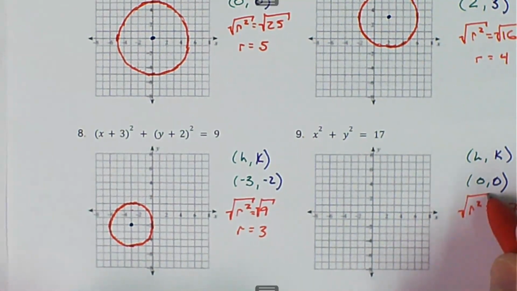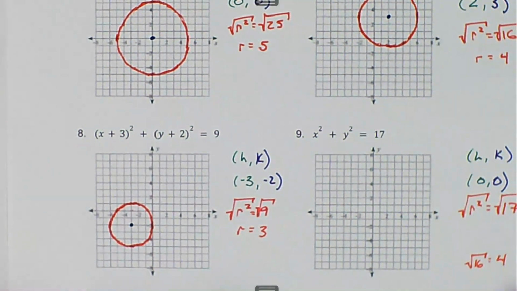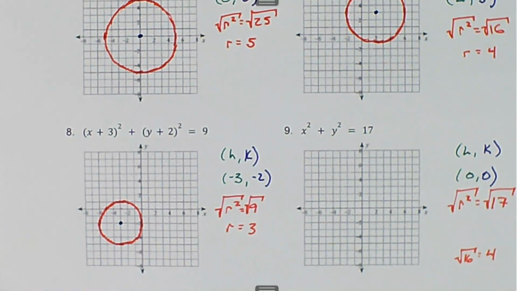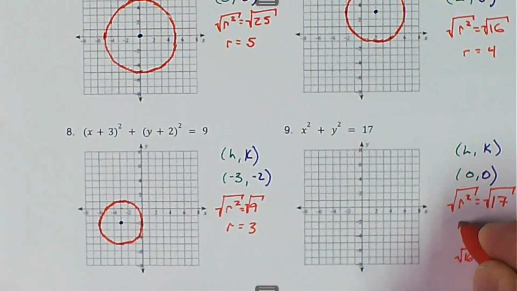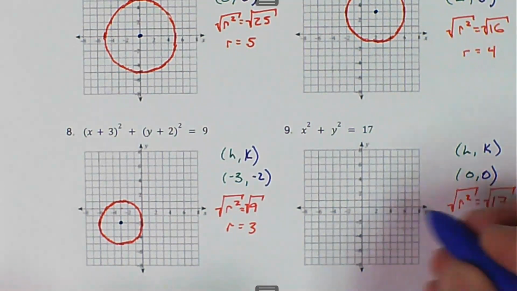And if we take the square root, we don't know what that is exactly. So we just have to estimate. And we know that the square root of 16 is equal to 4. So when we go to graph this, it's going to be a little bit above 4. So this is going to be an approximation. So r is approximately 4. We know it's not 4 because the square root of 16 is 4, but for our graph, it's going to be approximately 4. A little bit bigger, right?